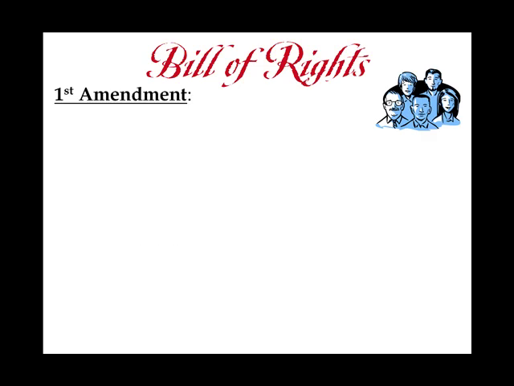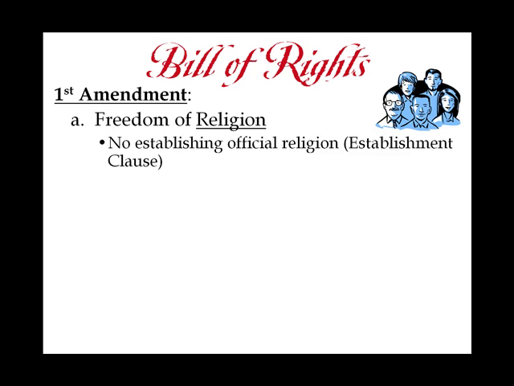The first part of the First Amendment is about freedom of religion. This freedom has 2 parts. The first part is that the U.S. government may not establish an official religion. This is referred to as the Establishment Clause. It is unconstitutional for the government to force its citizens to practice any particular religion. For example, it would be unconstitutional to force everyone in the United States to be Lutheran or Buddhist or any other faith.